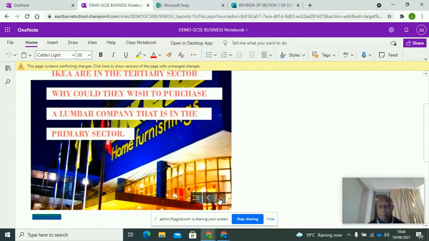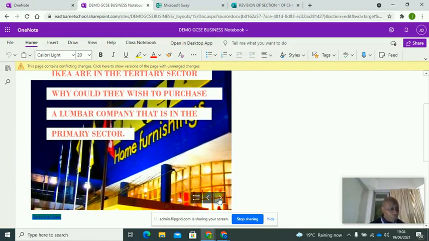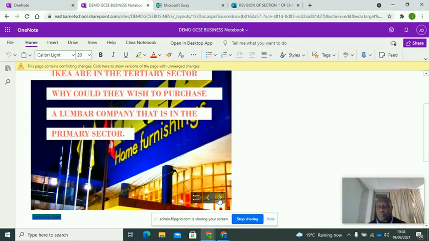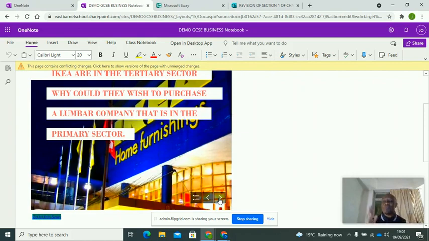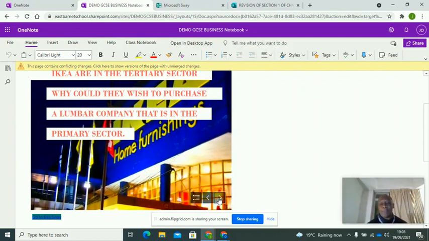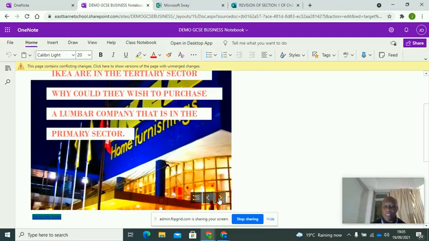Let's say there's a shortage in lumber. Suddenly, they're going to struggle to get lumber, and as a result, the cost of production will go up for IKEA. In case you haven't done that, we'll do that another time. As a result, they may have to put their prices up, which might affect them attracting customers. But if they own a lumber company, they can perhaps control the lumber prices. So that's one of the reasons.